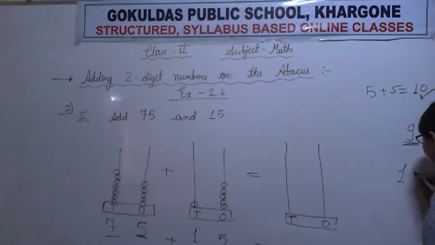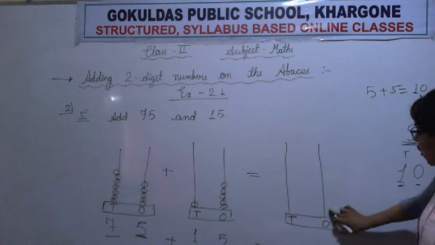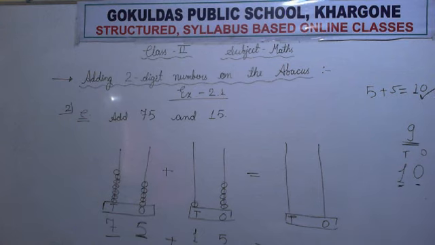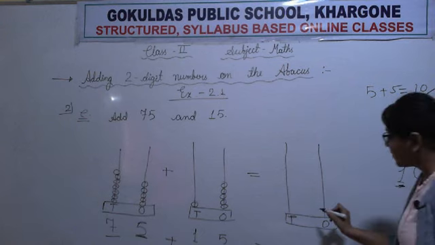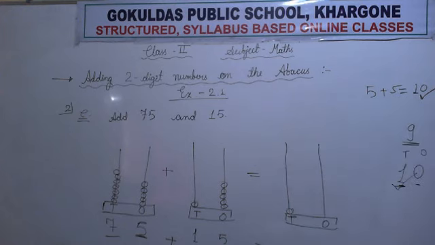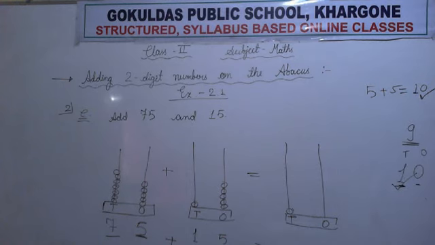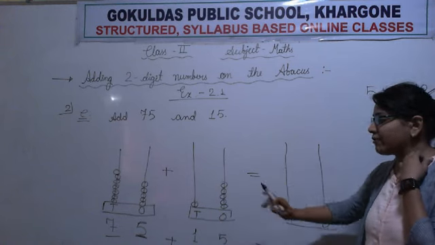Since we are having 2 digits and we are adding ones, we will write ones and tens here. 10 is having 1 in tens and 0 in ones, so we will not draw any bead here and we will draw one bead in the 10 spike for this one. So this is how we represent 10 on abacus, and our answer was also 10 for these 5 plus 5.